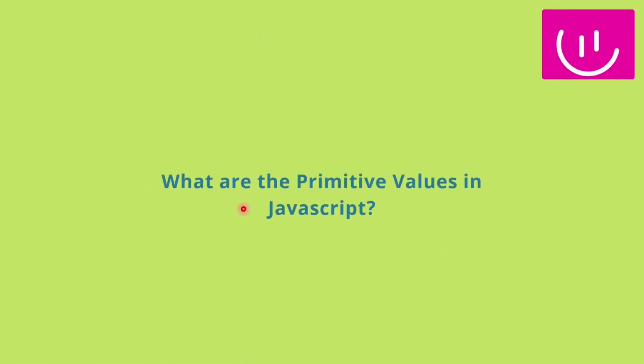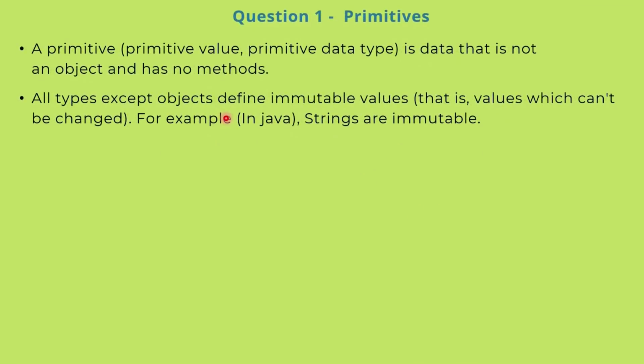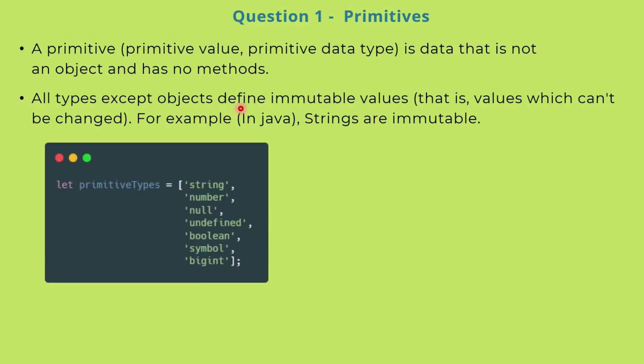What are the primitive values in JavaScript? A primitive value or a data type is data that is not an object and has no methods. So all the types except objects define immutable values. And as we know in Java, strings are immutable. So in JavaScript, we have the following primitive types: string, number, null, undefined, boolean, symbol, and bigint.